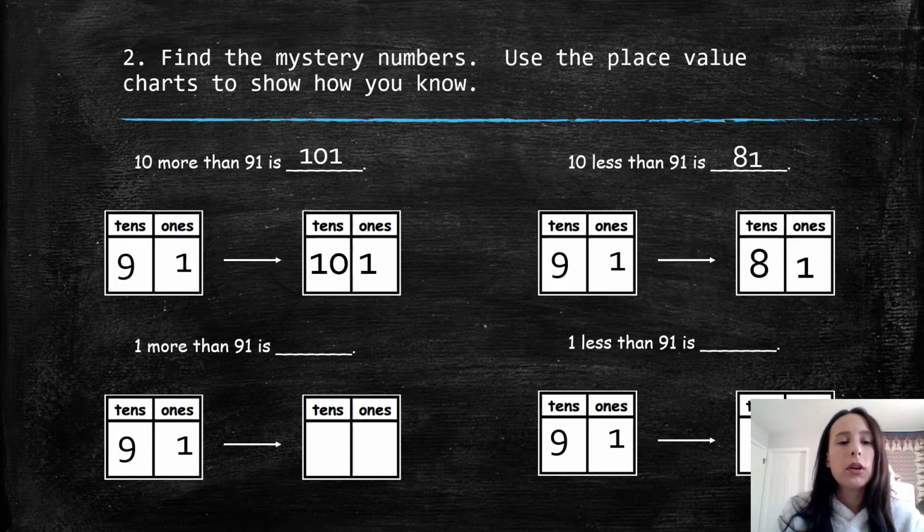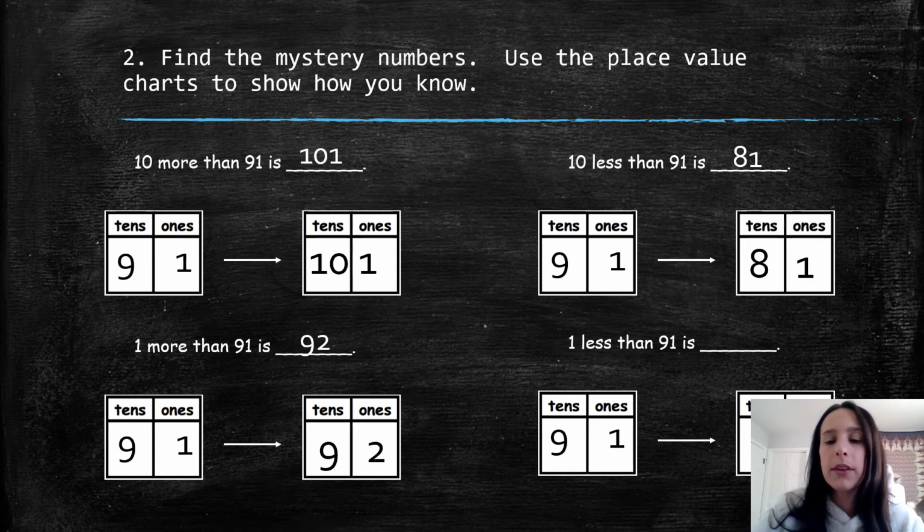Now going to the next one, 1 more than 91 is blank. Well, 1 more, am I changing my tens or my ones? My ones, just adding 1 more to get 9 tens, 2 ones. 1 more than 91 is 92. Moving on to my last one, 1 less than 91 is blank. That means I'm just taking away a 1. If I take 1 away from 1, what do I have? 0. So I have 9 tens still, but I have 0 ones. 1 less than 91 is 90. All right, we're moving on.